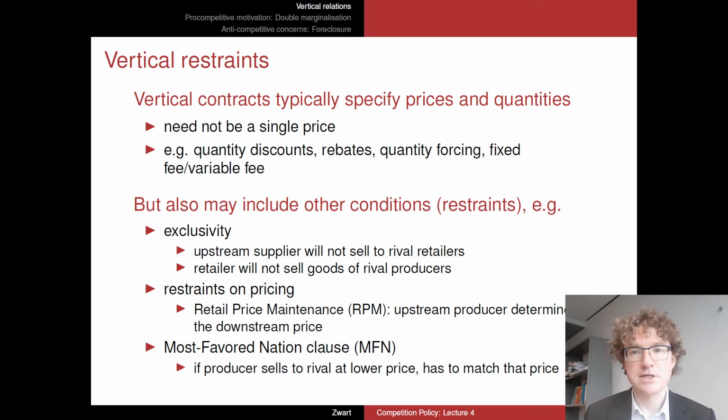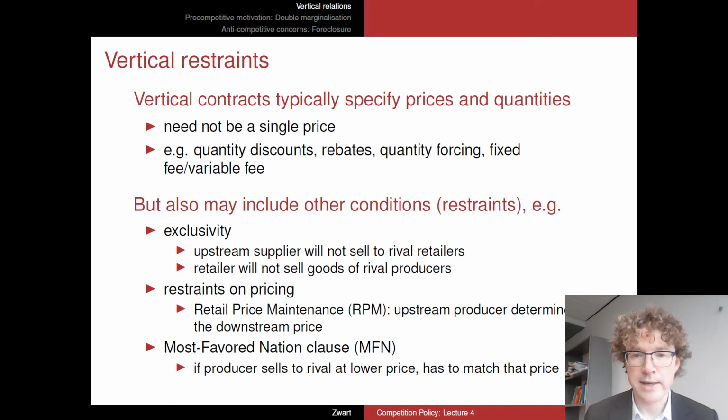So that's the price and the quantity that you might see in vertical contracts, but there will often be other conditions as well in such contracts. In particular, there might be some restraints which say, well, you cannot do certain things. So one such restraint might be exclusivity. One form of this might be that the upstream supplier in this contract will promise not to make any sales to rival retailers.